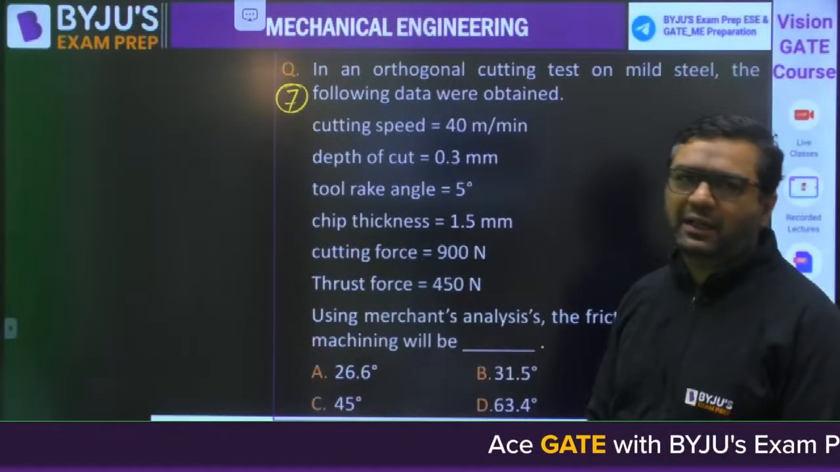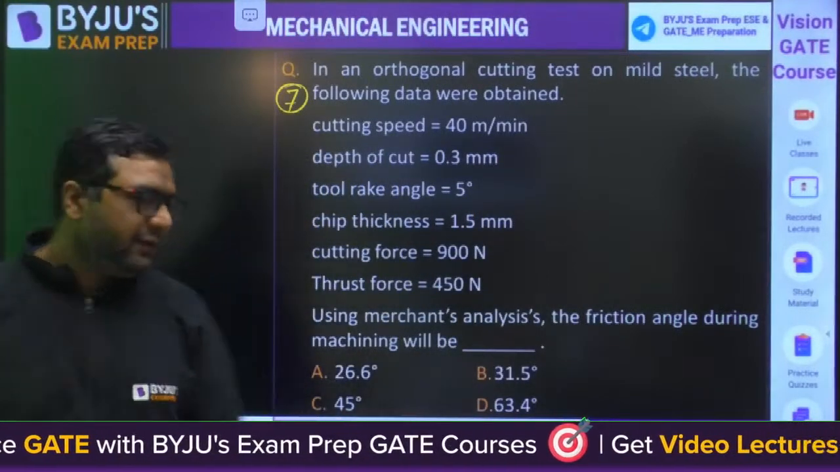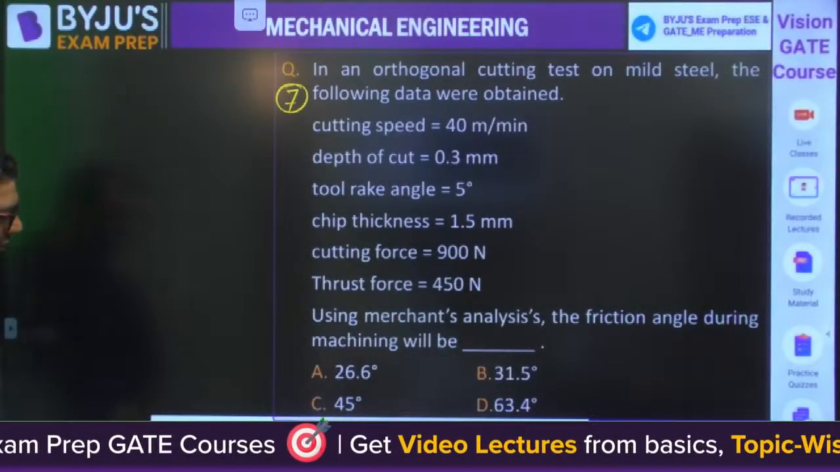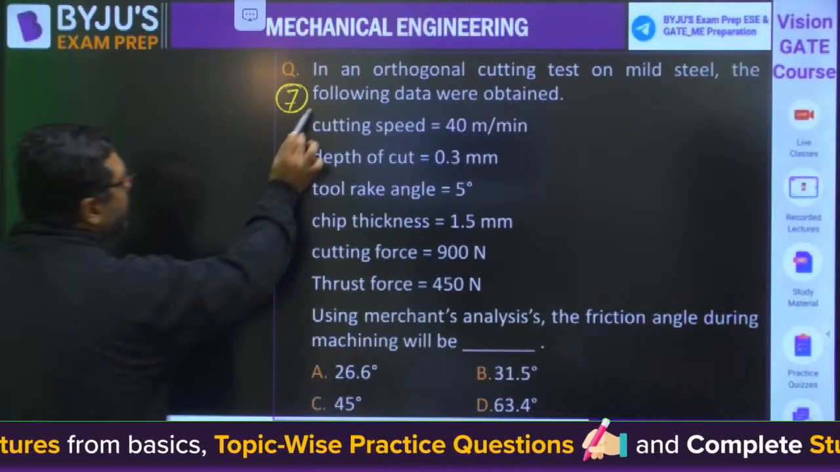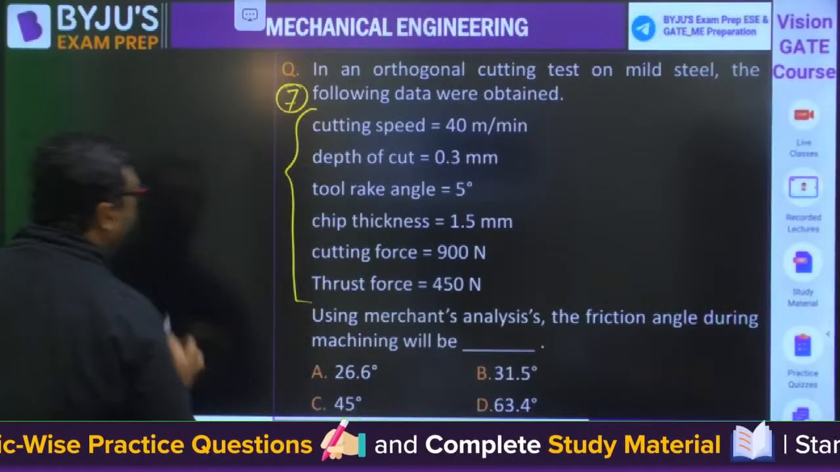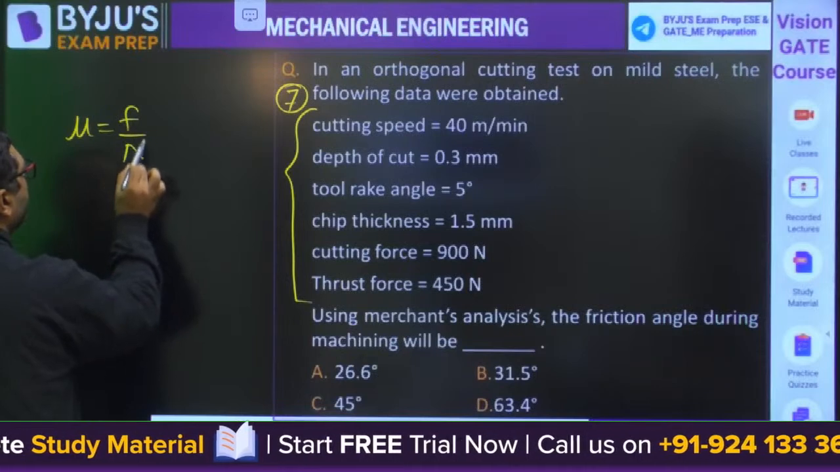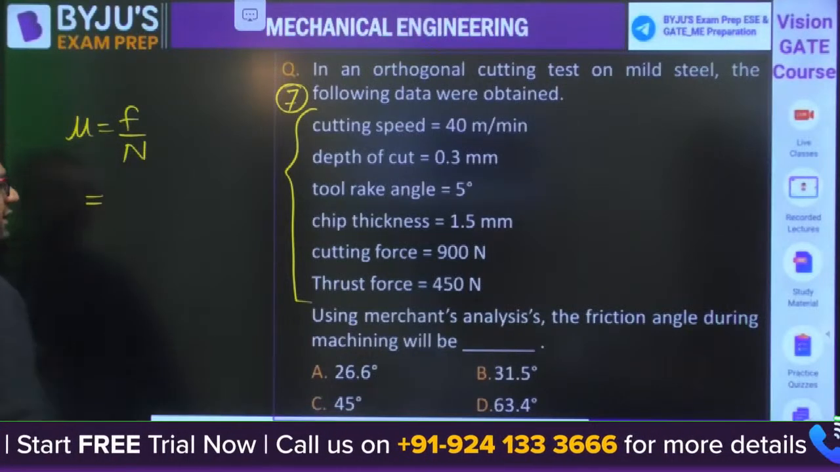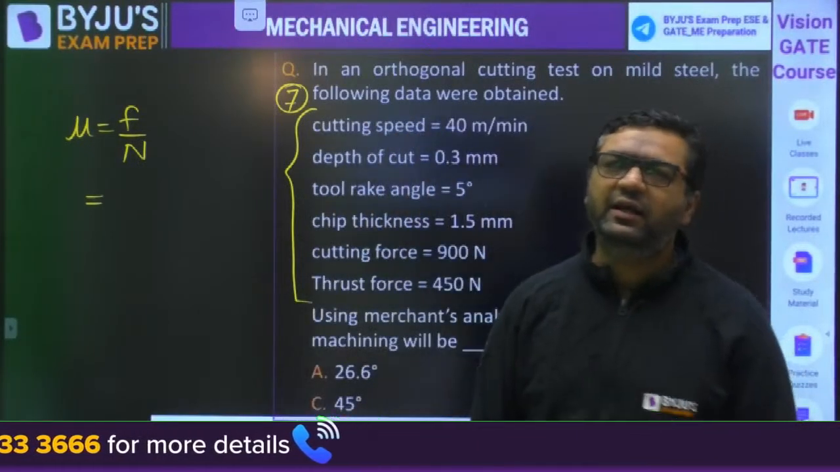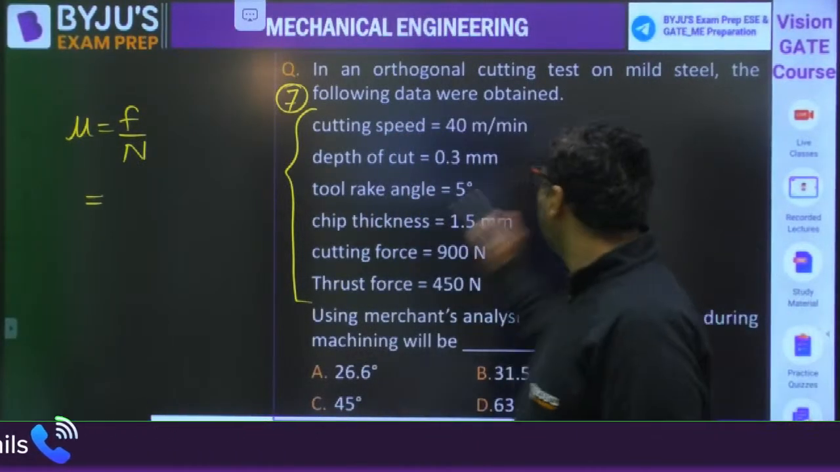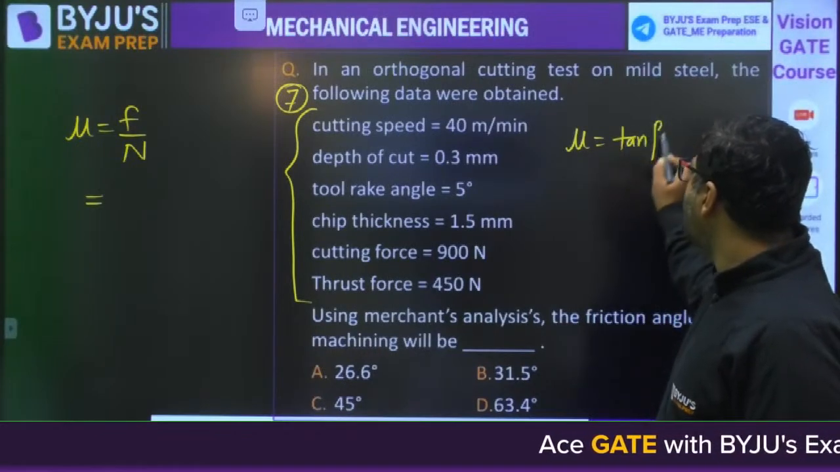This question is from metal cutting. Here they are asking you the friction angle. Whenever these data are given, we use the formula mu equals F by N. I feel everybody is aware of the formula of F and N. You need to put the values of F and N and you will get this, and you know mu is tangent beta, so this will help you get the beta.